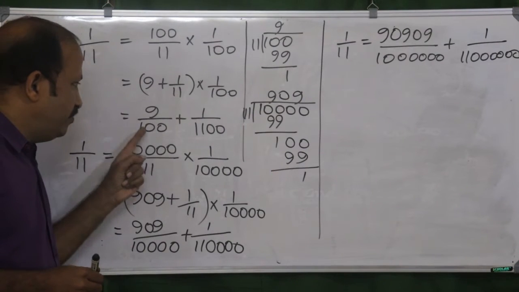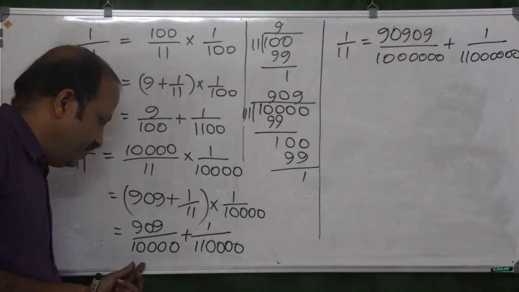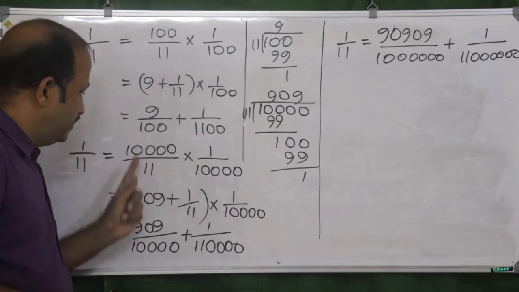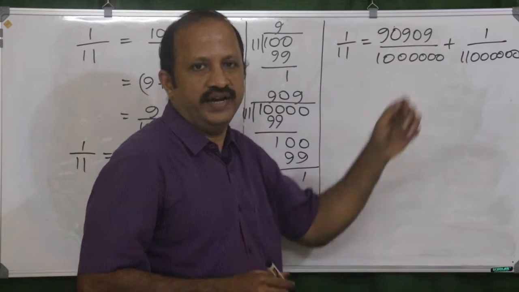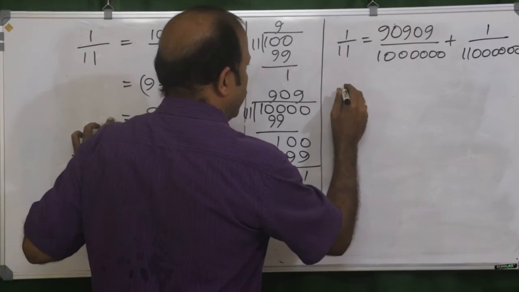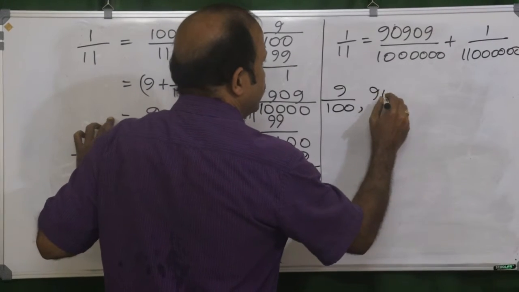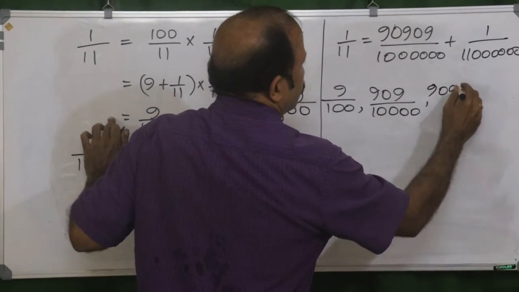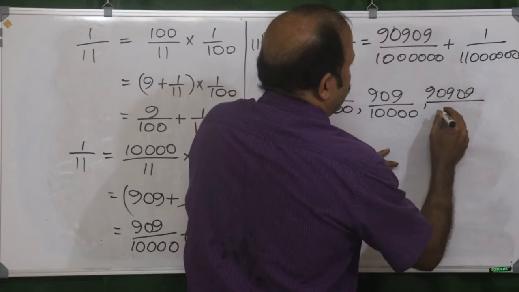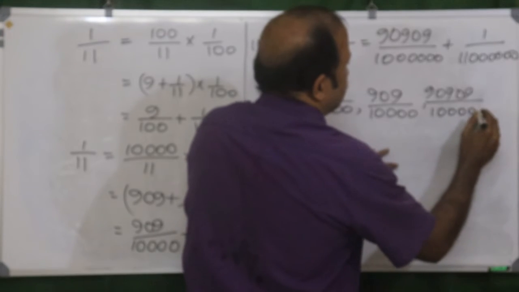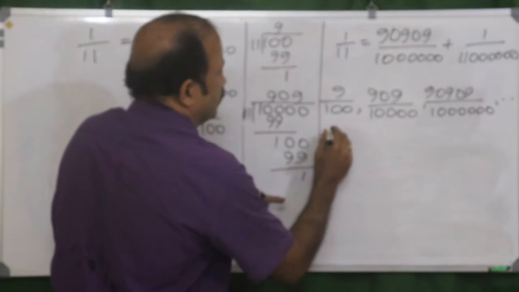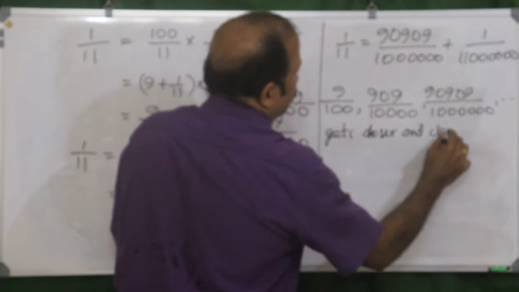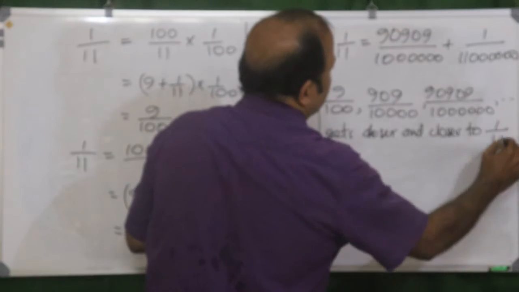So what can we say now? 9 by 100, 909 by 10,000. See, the numbers are increasing like this: 9, then 909, then 90909. So we can write it like this: 9 by 100, 909 by 10,000, 90909 by etc., gets closer and closer to 1 by 11.